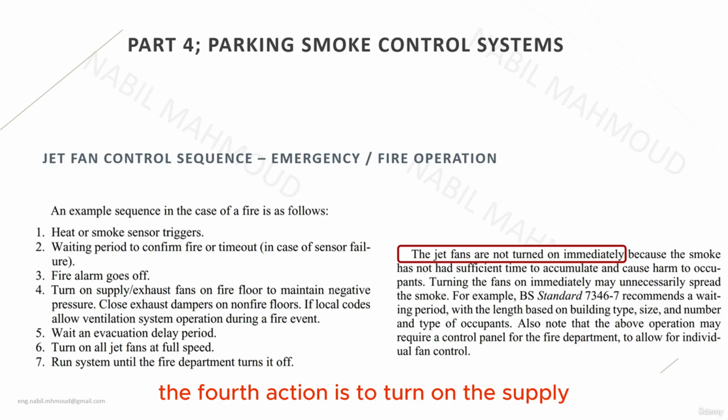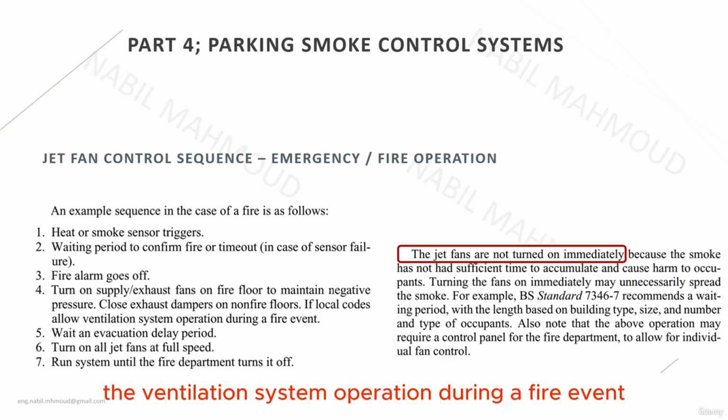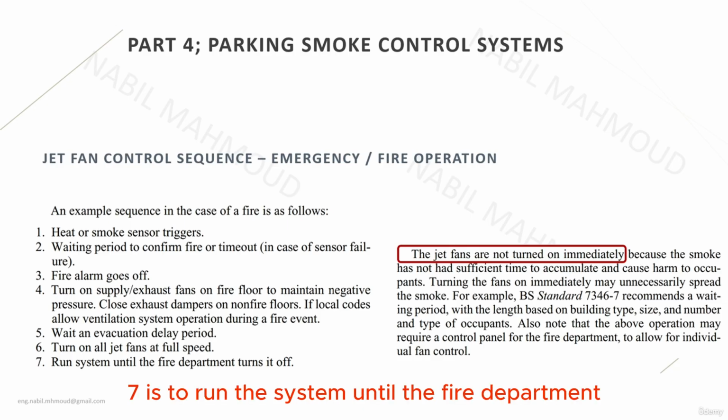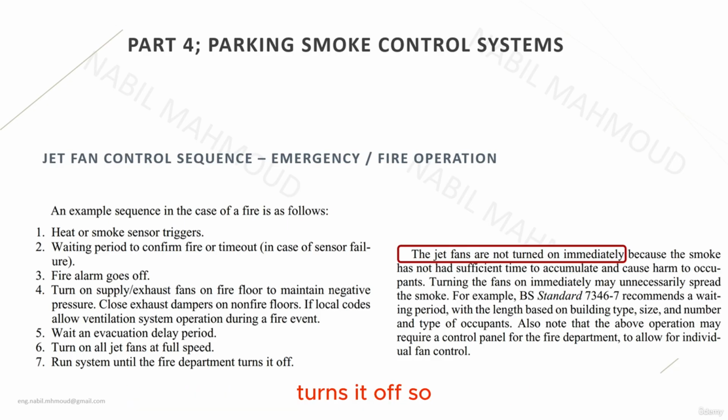The fourth action is to turn on the supply and the exhaust fan on the fire related floor in order to maintain a negative pressure, and you should close the exhaust damper on the non-fire floors if local codes allow the ventilation system operation during a fire event. And action number 5, which is to wait an evacuation delay period. Action number 6, which is to turn on all jet fans at full speed. Action number 7 is to run the system until the fire department turns it off.